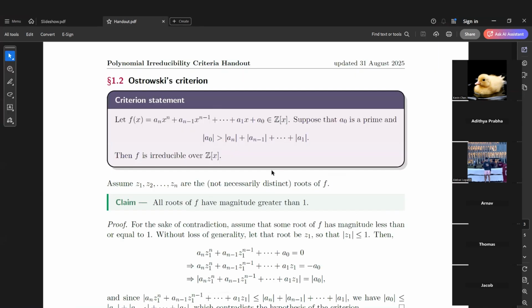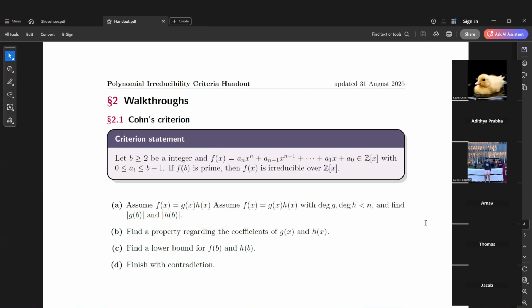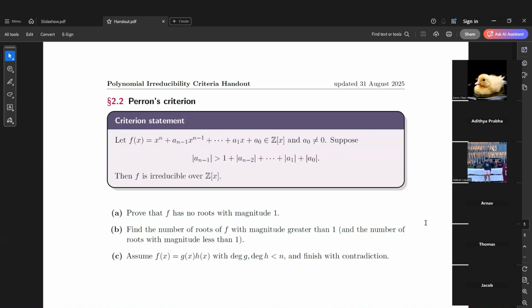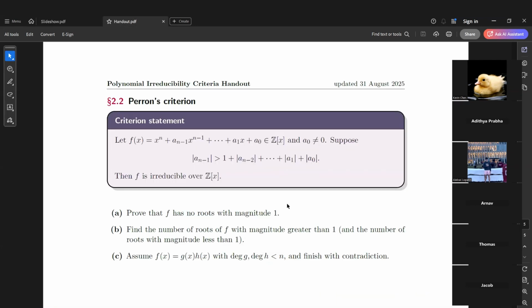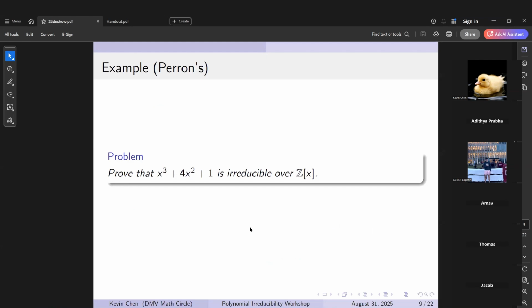Right, so I have a walkthrough for Perron's criterion. My bad. I'm gonna be proving the next criterion. So the walkthrough for Perron's is over here. Wait, that's my bad, sorry. Well, I'm gonna be sending this PDF in the Discord server after the workshop. So we're just gonna be looking at an example and you can prove this for fun if you want after the workshop.